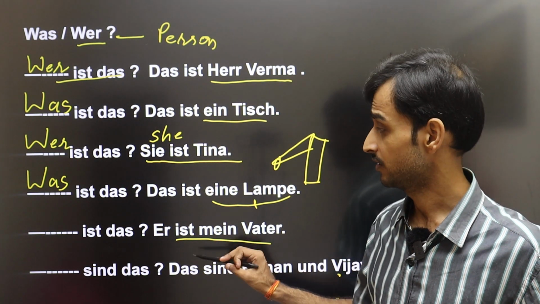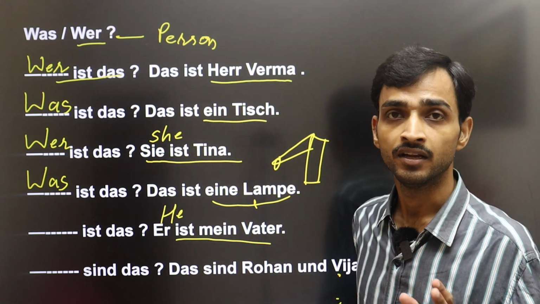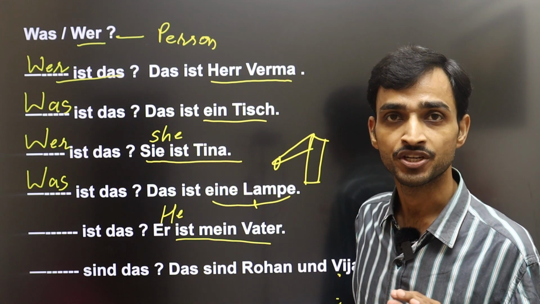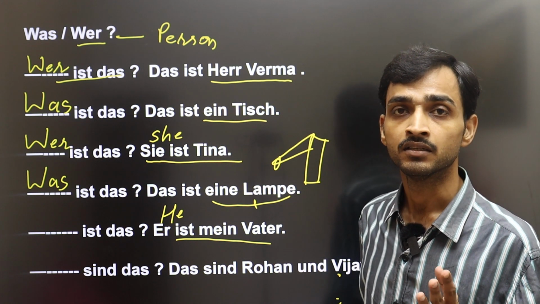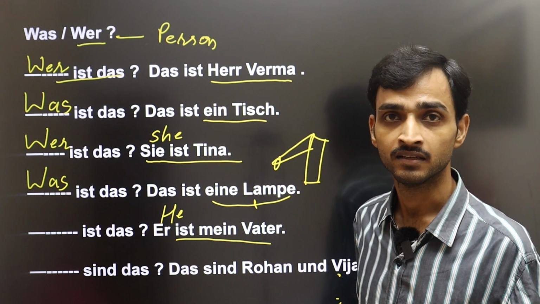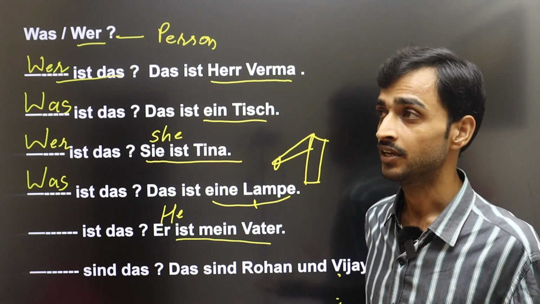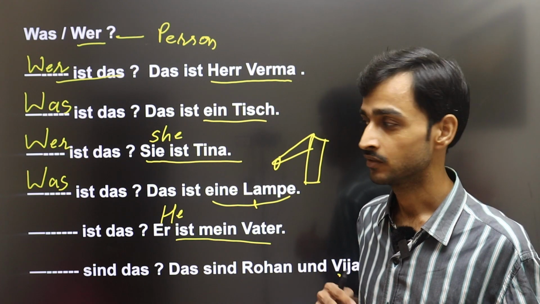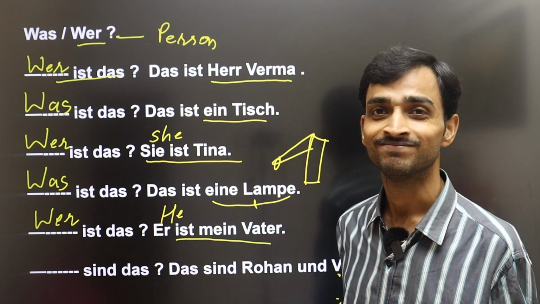Next, Er ist mein Vater. Er ist mein Vater. Er means he. Er, he. And it was sie, she. You can repeat after me: er, sie, er, sie. So he is my father. Again here I am talking about my father, a person, a human being. The question is, who is this? Wer? Wer ist das? That's it.